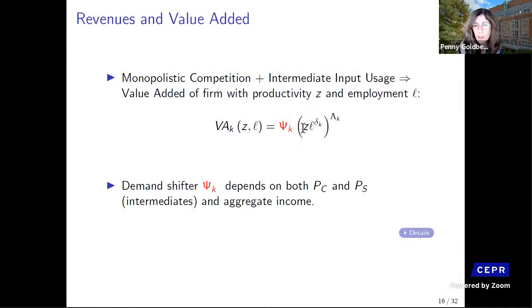We assume monopolistic competition with intermediate inputs. Then you can go through the usual algebra with monopolistic competition and CES utility, and you get an expression for the value added that has this form. There is a term here that we call psi, and you can think of this as an aggregate demand shifter. This aggregate demand shifter is going to depend both on the price index of manufactured goods and the price index of services. The reason I emphasize that is because that's one way in which trade is going to enter this model.